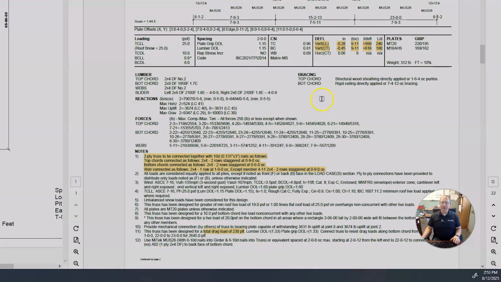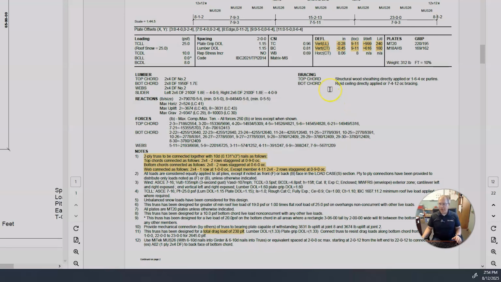The code says that a truss can deflect up to 1/240th, or 1 inch in 240 inches of span, under total load. And you can see here that it is deflecting less than 1/999th of that span. And I misspoke. It's 1 in 240 for live load, and it is 1 in 180 for dead load.